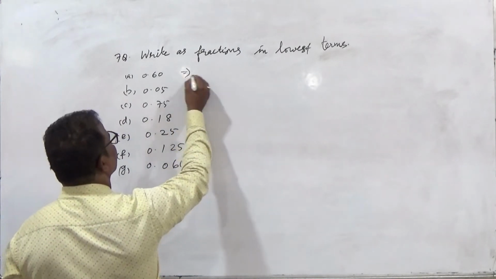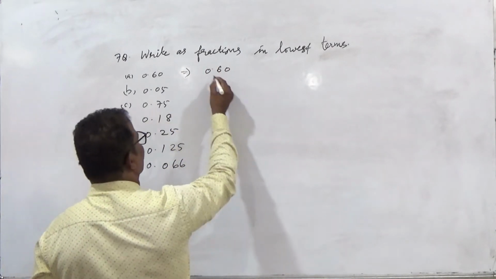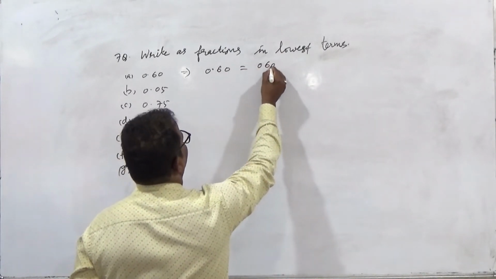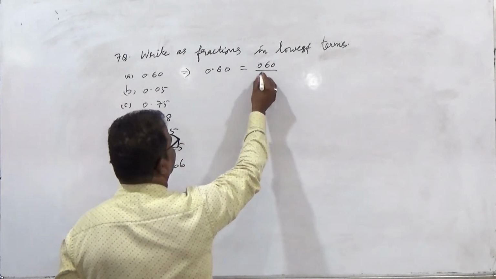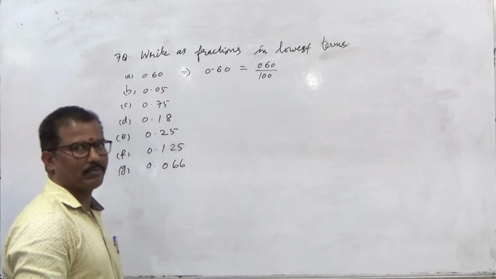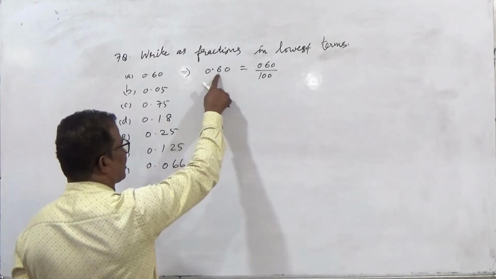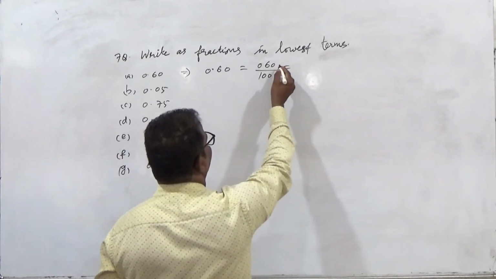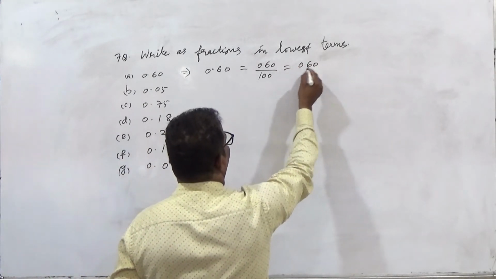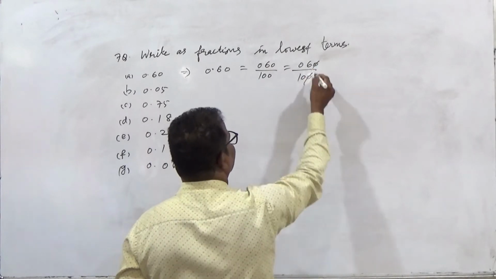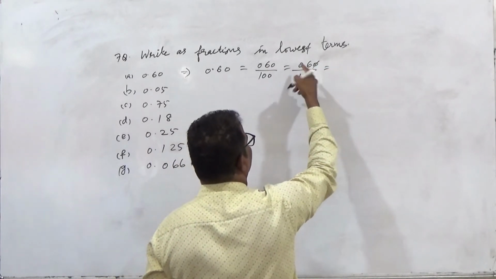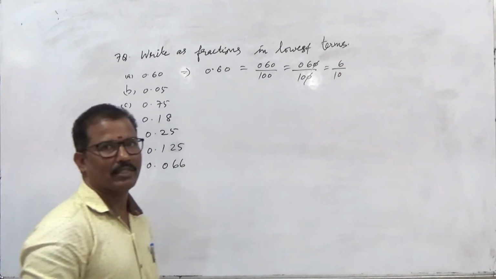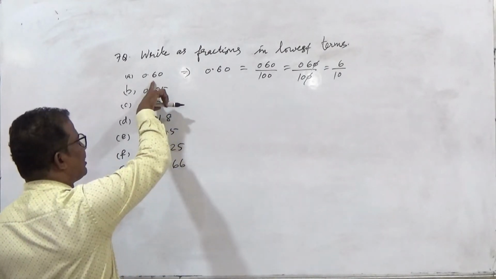So in the first question, it is 0.60. To convert the decimal into a fraction, you can write like this, because after the decimal 2 places are there means it will be by 100, that is in hundreds. So in this you can see 060 divided by 100 means the last zeros will be cancelled, and the beginning zero also we can't write here. It is now what? 6/10. So this is the fraction for this given decimal number.